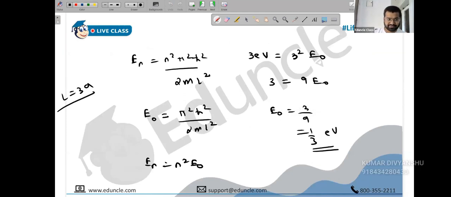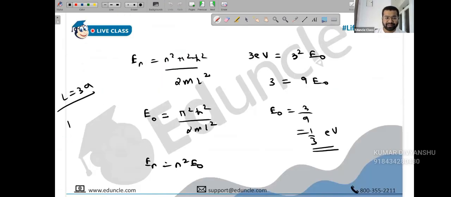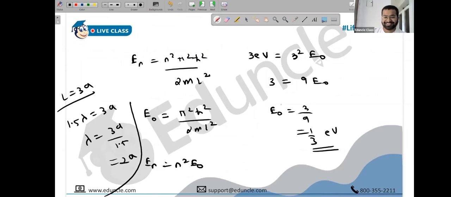What is the wavelength here? 3 lambda by 2? a by 2? 2a. Because this is 1.5 wave, so the length is 1.5 lambda, right? It's 1.5 wave: 1 wave and a half wave. So you can write length is 1.5 lambda, which is 3a. So lambda becomes 3a upon 1.5, which is 2a. See? Now it becomes an even better question. Okay, next, proceeding ahead.